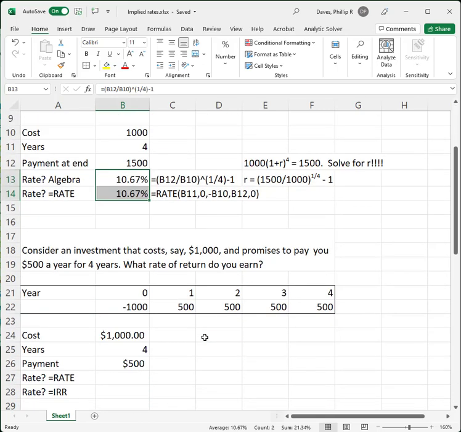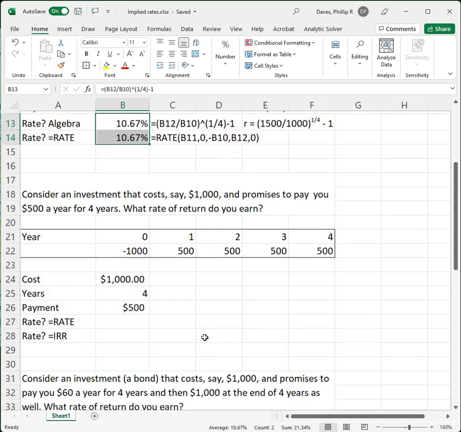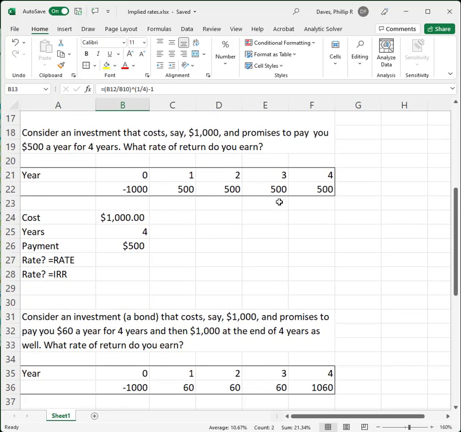Now let's make it a little bit more complicated. Consider an investment that again costs about $1,000, and in this case it's going to promise to pay you $500 a year for 4 years. So instead of paying you a lump sum of $1,500 at the end of 4 years, this investment is going to pay you an annuity, $500 a year for 4 years. What rate of return do you earn, or what's the yield on this investment?